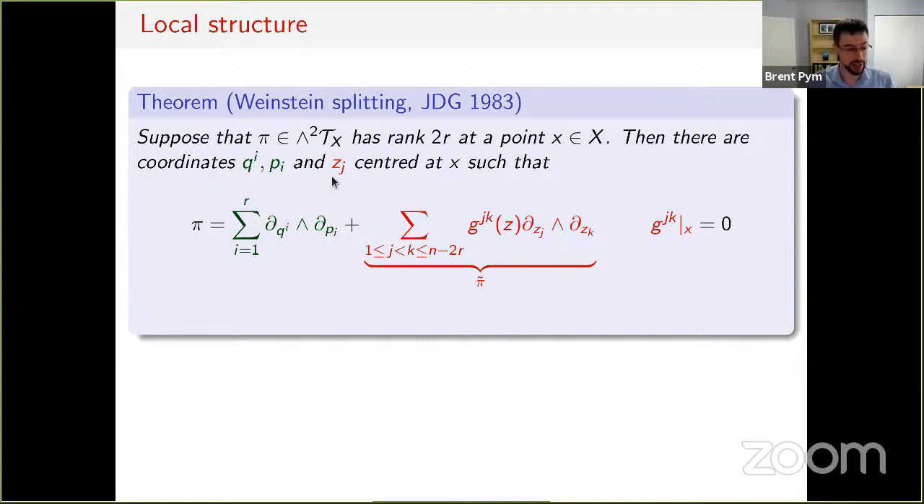And then these z's are coordinates in the directions transverse to the p's and q's. And in those directions, you have some other bivector, which crucially has components that depend only on z. So there are no p's and q's whatsoever in this thing I've called pi tilde. And moreover, this bivector, this red one, vanishes at this chosen point x.